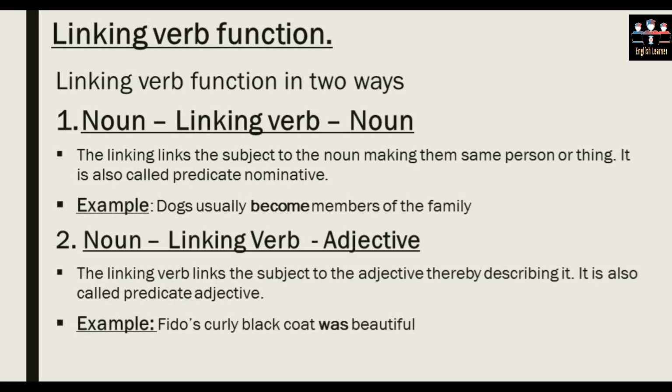Example: Fido's curly black coat was beautiful. In this example, Fido's curly black coat is the subject, whereas was is a linking verb and beautiful is a complement to the subject, and it is an adjective as well. So it is acting like a subject complement here, and was is a linking verb between a noun and an adjective in this example.